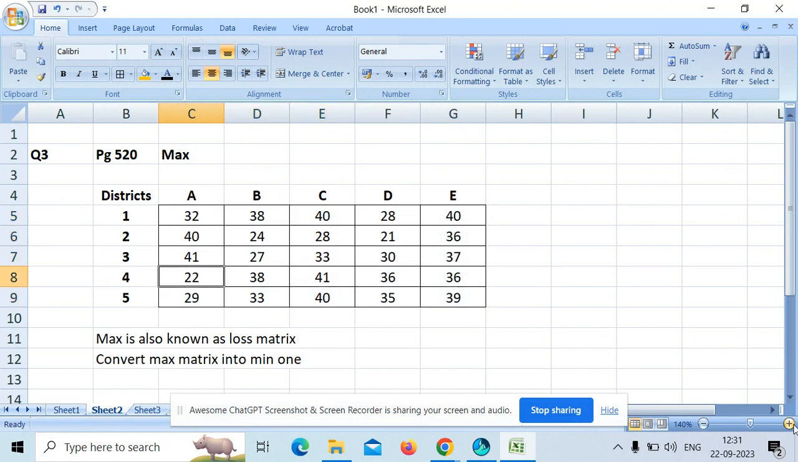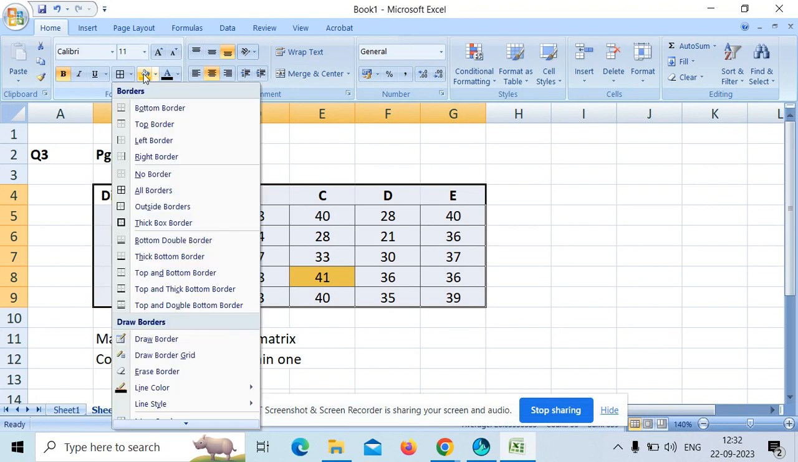So now for converting maximum into minimum, what is the step? Identify the biggest number from the matrix. Look for the biggest number in the whole matrix. I can see 41; nothing bigger than 41. Yes, so I selected 41, since no number bigger than 41 is visible.